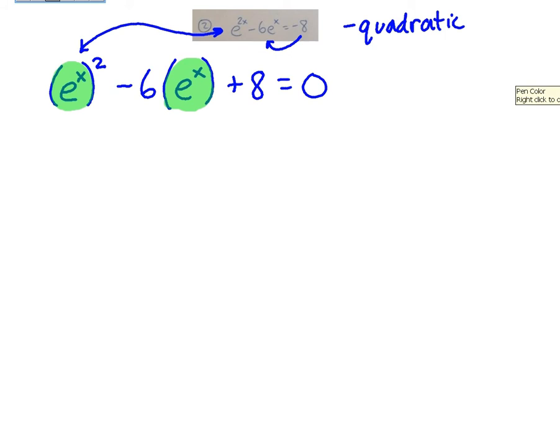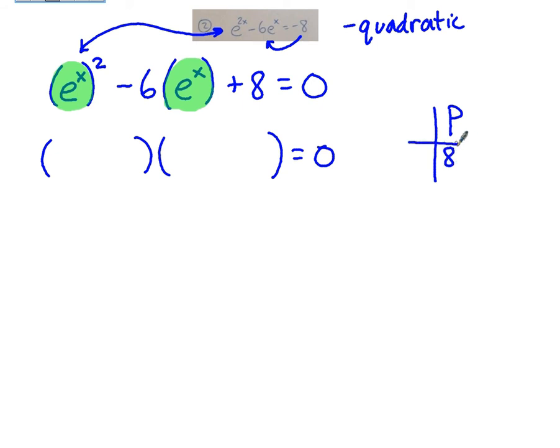So let's see, two numbers which multiply to give us positive 8. So the product is positive 8. The sum is negative 6. So what are the two numbers? Multiply to give 8, add up to give negative 6. That's going to be negative 4 and negative 2. Those are the two numbers. Okay, so we have negative 2 and negative 4.